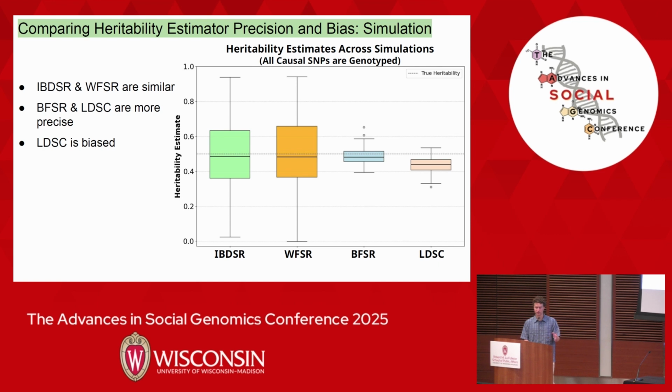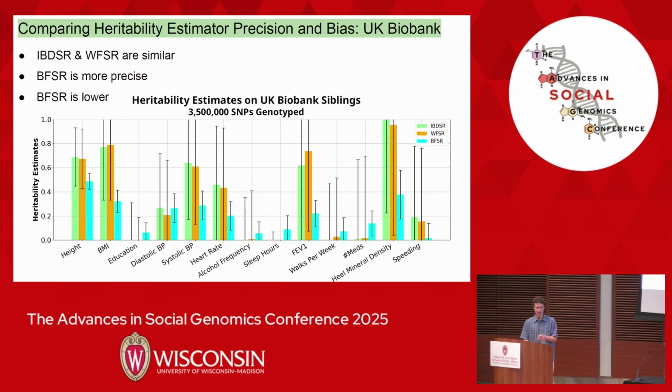And we'll be going into some of the differences further. It's showing the real world results of real phenotypes in the UK Biobank, using 3.5 million SNPs. The first 2 estimates, the green one is the IBD-based sibling regression, and the orange is the IBS-based sibling regression. Those 2 methods perform very similarly across these real phenotypes as well.